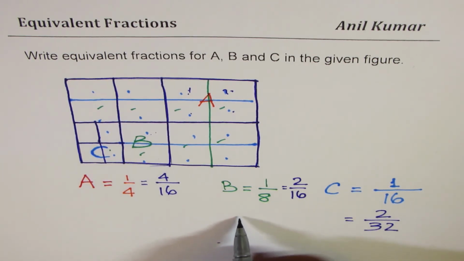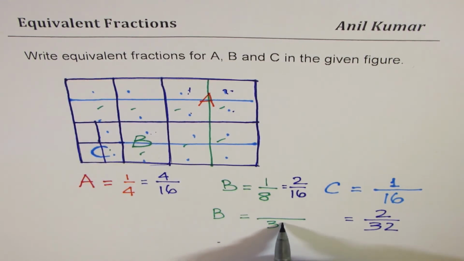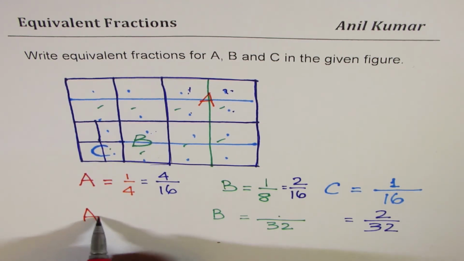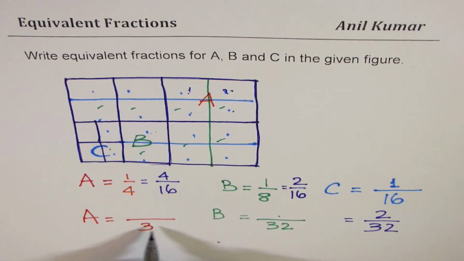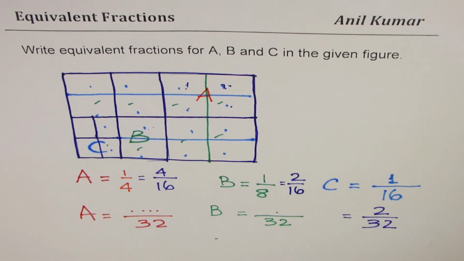Now as an exercise, what you have to do is write B as something over 32. What should go in here? And for A, you have to write something over 32, an equivalent fraction. Is it okay? So A, something over 32. What should get here? That is what you have to do, and that's your homework. So I'd like you to pause the video, think about it, get this answer. Once you get this answer for A, B and C, I have already given you, that is 2, then put it as a comment. I will check and verify.